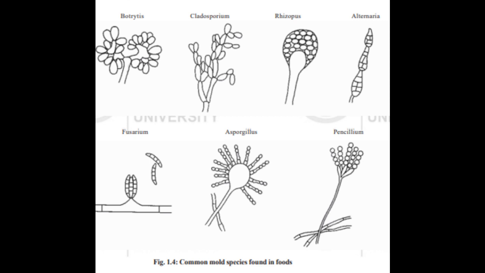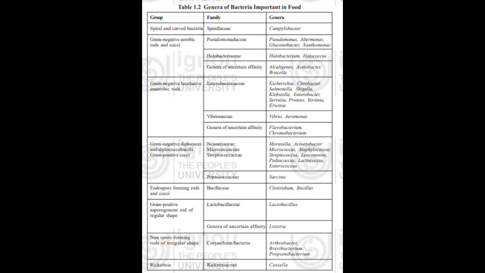Protozoa are microscopic single-celled animals which can be taken in with food or water to cause human illness. Entamoeba histolytica, Toxoplasma gondii, Balantidium coli, and Giardia lamblia are the most common food-borne protozoan parasites.